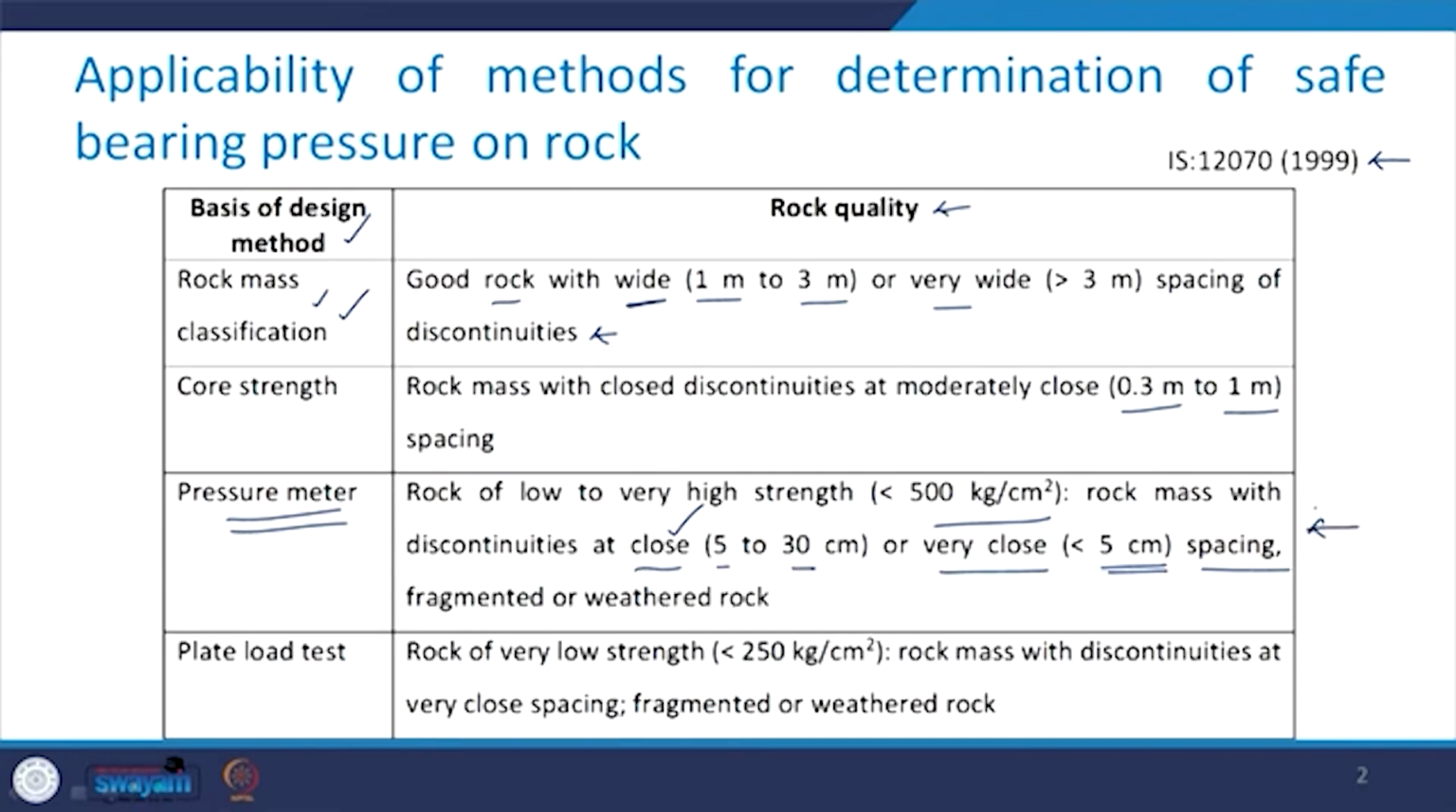The next category involves the rocks of very low strength, which is less than 250 kg per square centimeter, and this also includes the rock mass with discontinuities at very close spacing. It can be fragmented or weathered rock. If such a type of rock mass is present at the site, then we can carry out the plate load test, analyze the data of this test, and find out the safe bearing pressure on the rock.